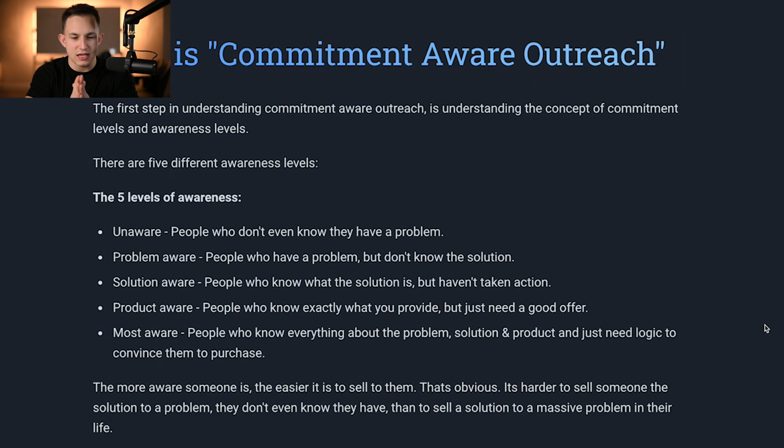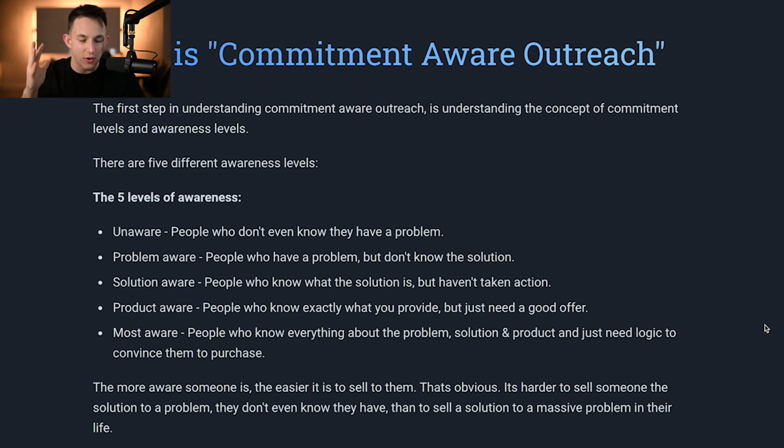So the first thing we have to talk about is what even is commitment aware outreach. The first step in understanding commitment aware outreach is understanding the concept of commitment levels and awareness levels. There are 5 different types of awareness levels. That includes the unaware. These are people who don't even know they have a problem, right? Then there's problem aware. These are people who know they have a problem, but they just don't know how to fix it. There's solution aware. These are people who know what the solution is, but they haven't taken action. Then there's product aware, people who already know exactly what you provide, but they just need a good offer in order to actually make a decision.